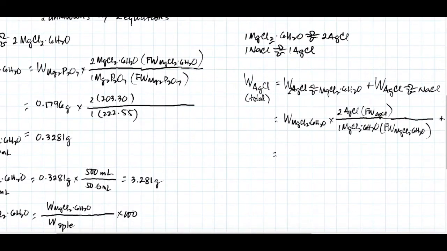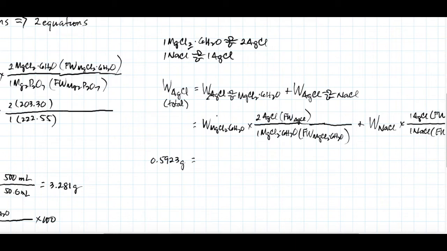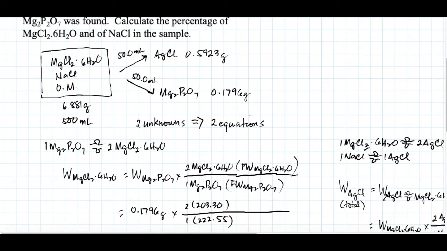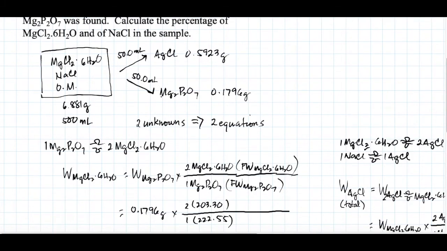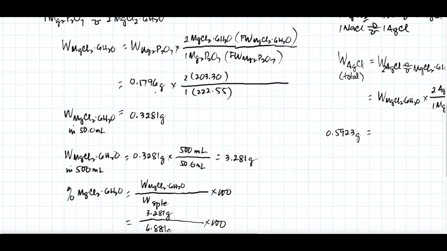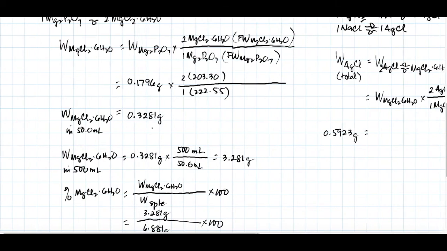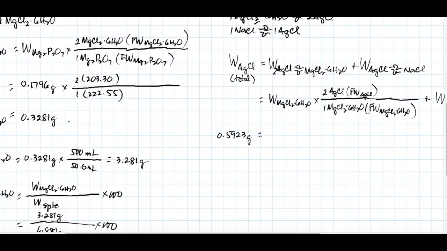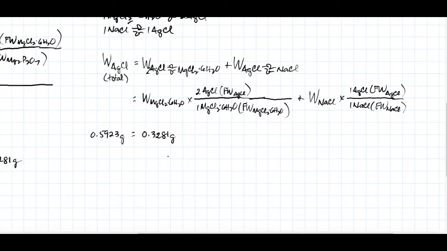Okay. Now we know that the total weight of silver chloride is equal to, let's see here, 0.5923 grams. Okay, so that is equal to 0.5923 grams. Now, what is the weight of magnesium chloride hexahydrate? So since this solution came from 50 ml aliquot, which is the same volume used in the analysis of magnesium, we know that the weight of magnesium chloride hexahydrate in 50 ml is equal to 0.3281 grams. Okay. So here, this is also in 50 ml, so this is equal to 0.3281 grams of magnesium chloride hexahydrate.